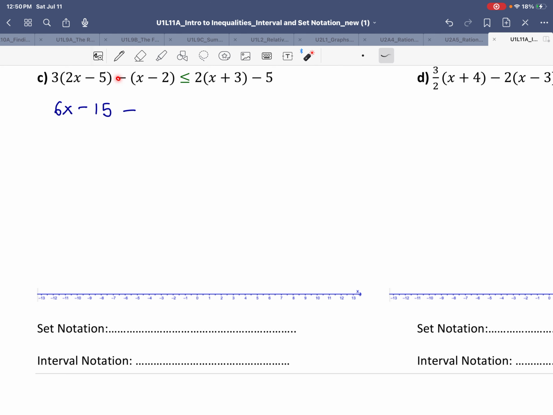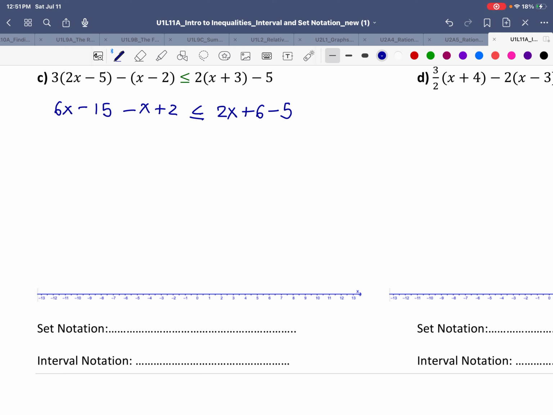Now, here we have a minus. You can imagine an imaginary negative 1 that is multiplying every term. Or you can just remember that when you have a minus before the brackets, remove the brackets and switch the signs of the terms inside. So that would be minus x minus negative 2, which is plus 2. Less than or equal to, so here we have 2x. Here we have 6, and then minus 5.